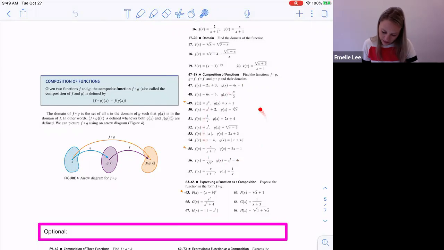So I'll steal some of these problems here.